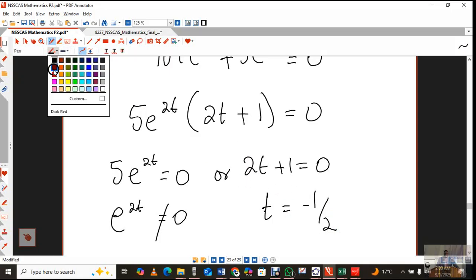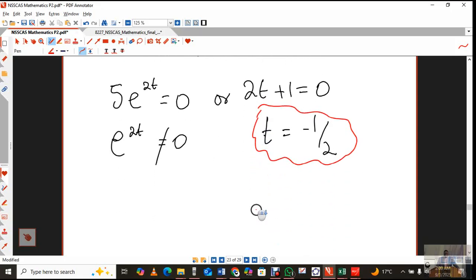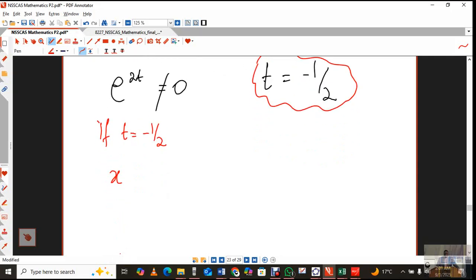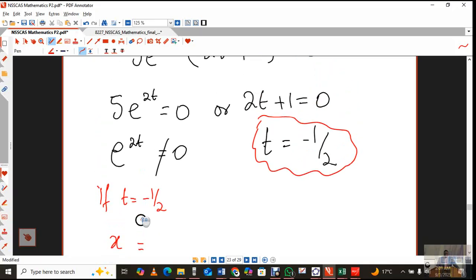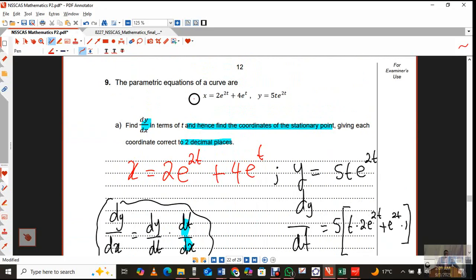So if t is, we are not done, because we need to find the coordinates of the turning point. If t is equal to negative a half, what is going to be x and what is going to be y? Remember, x was given to us and y was given to us over here.